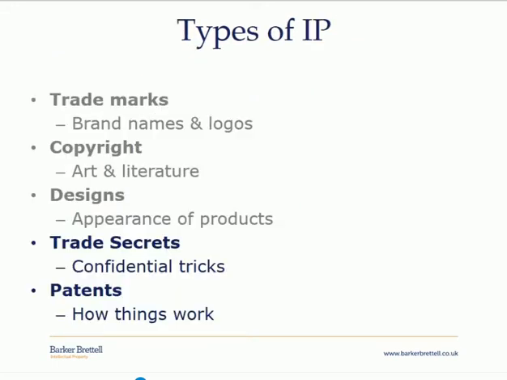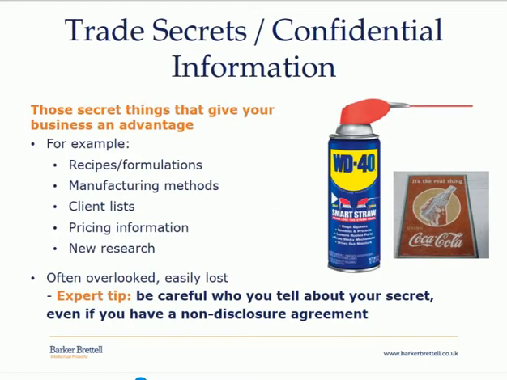Moving on to the fourth type of IP then, trade secrets. And this is all about confidential information. The kind of know-how about how you've done something, things that you can keep secret but still sell your product.